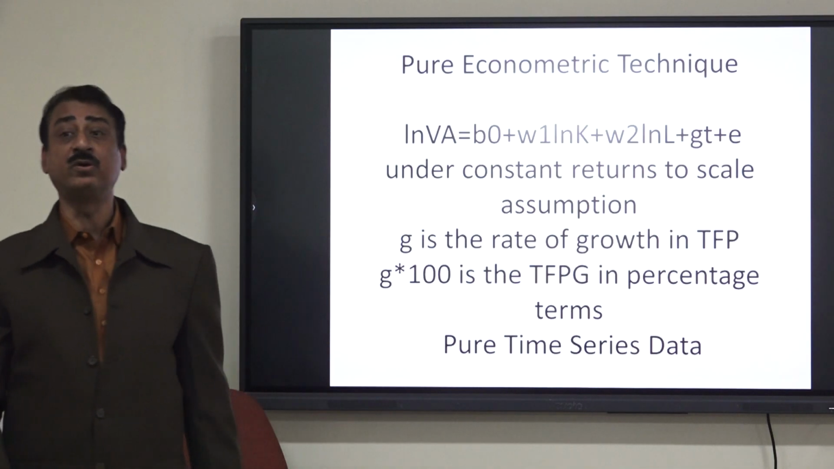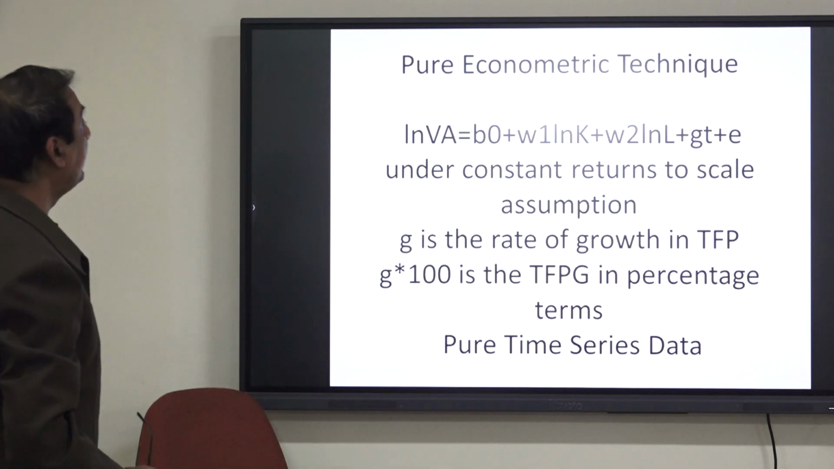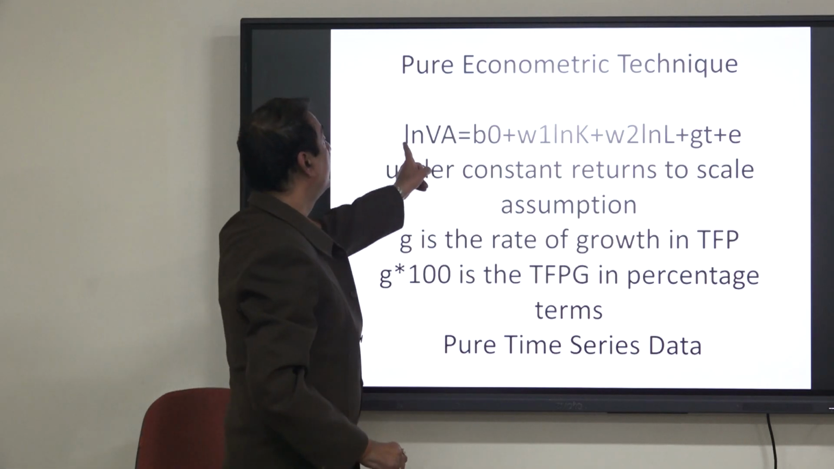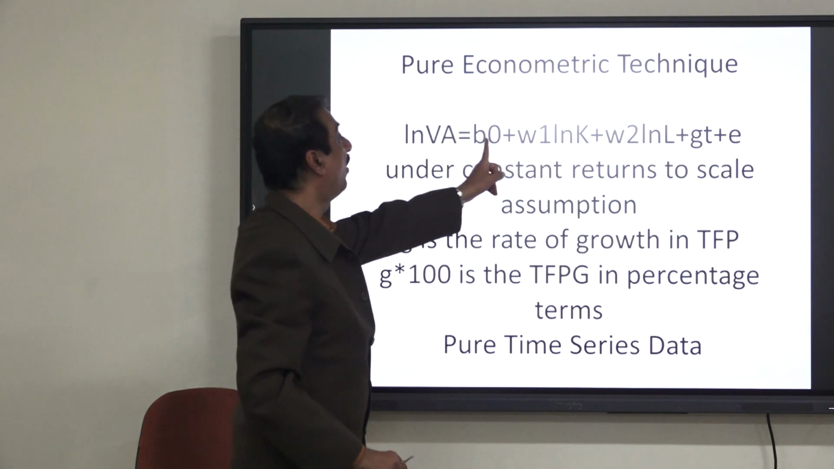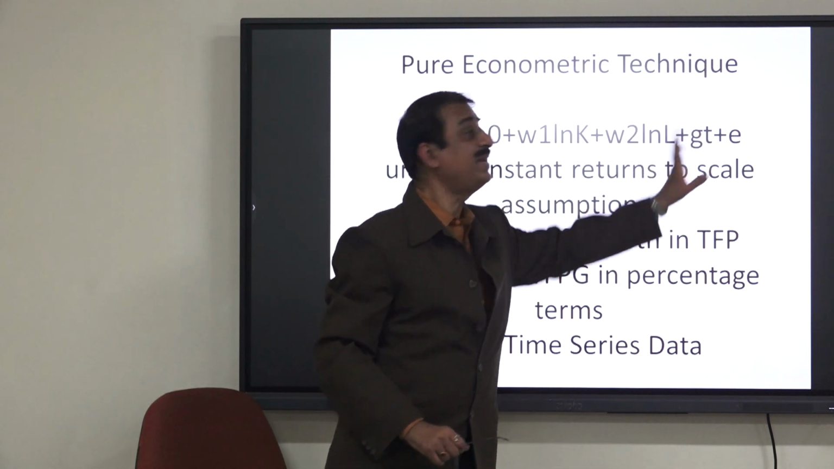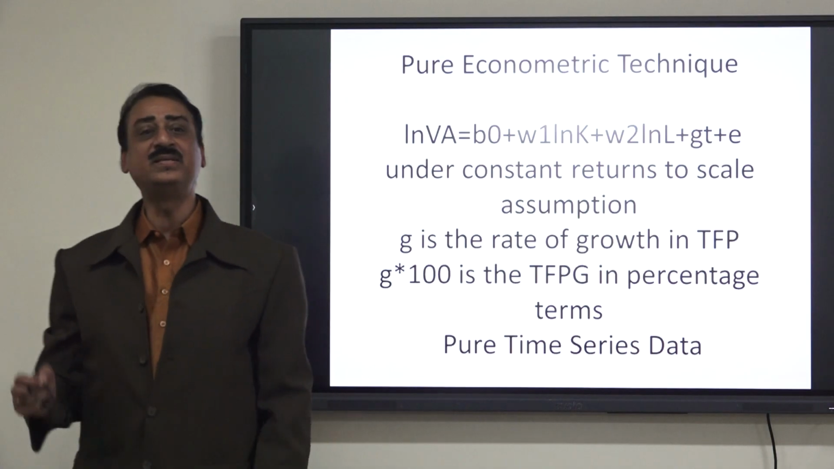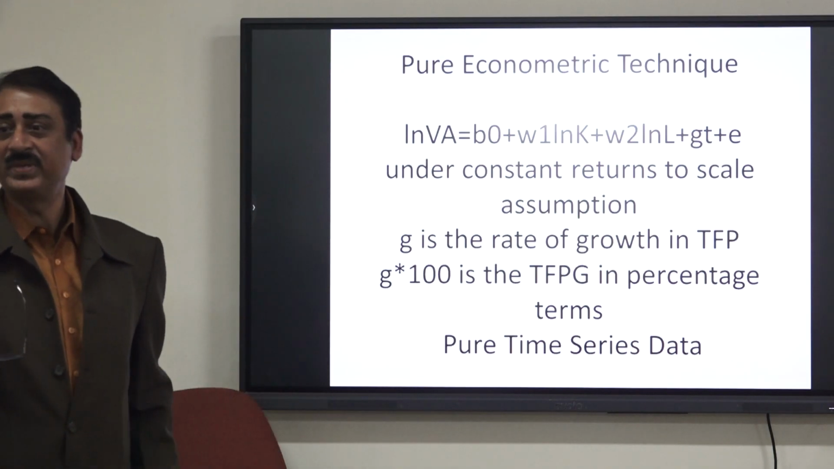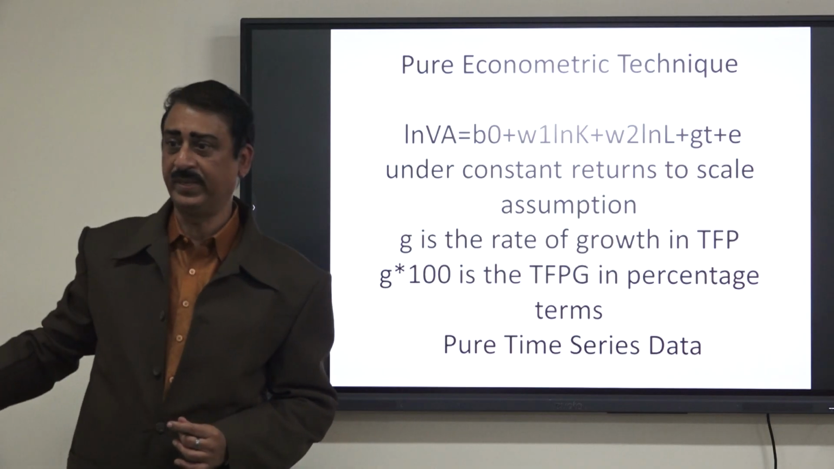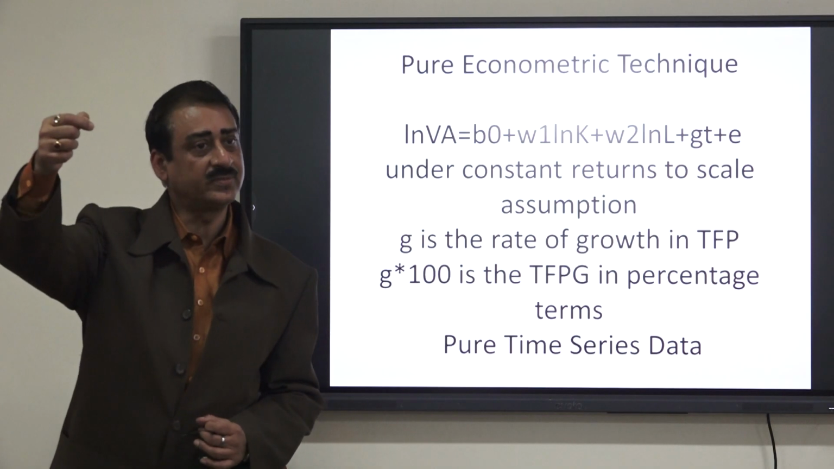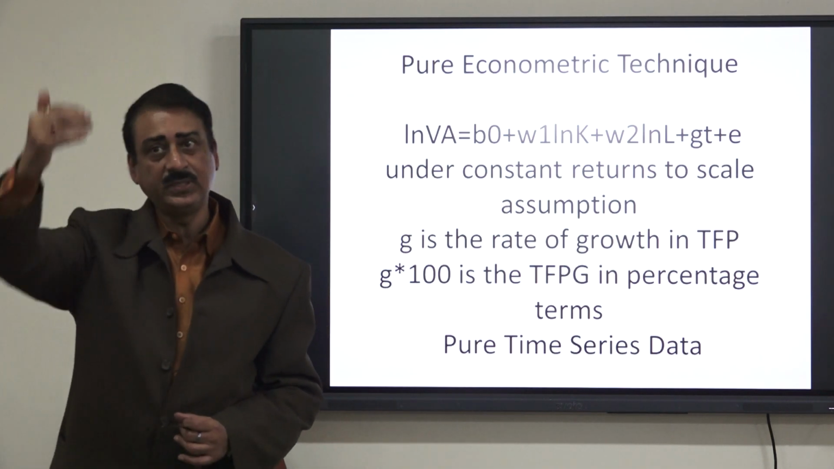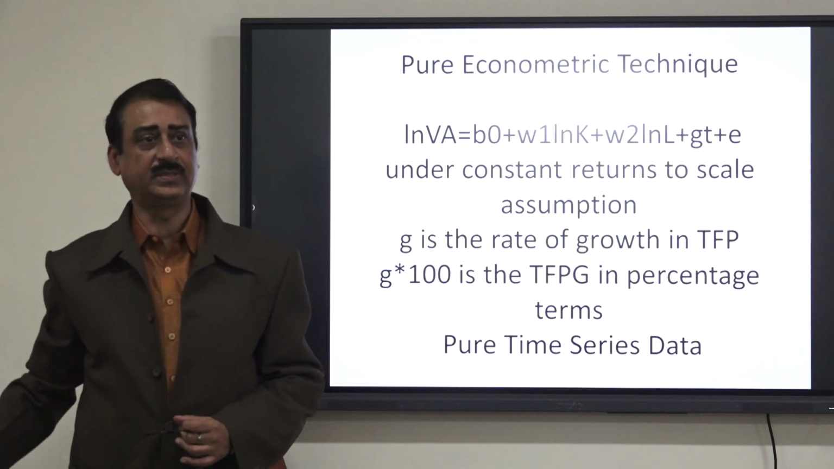Then comes the pure econometric technique. In the pure econometric technique, what happens? You regress log of value added on log of capital and log of labor, and you have an additional term, which is your time trend. How do you fix the values? 1, 2, 3, 4, 5, 6, that way. Let us say your years start from 1980 and go up to 2024. If it is a continuous time series, you just assign 1, 2, 3, 4, etc. Annually.